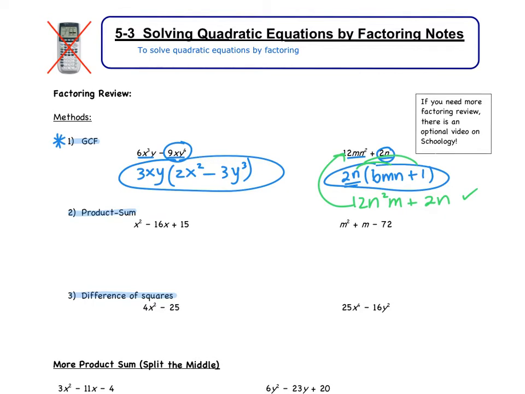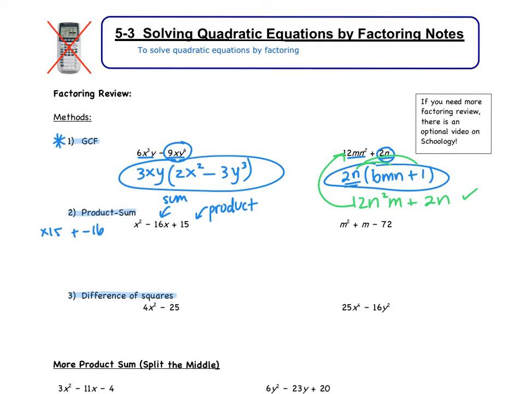Second kind of factoring that you're going to see is product sum. So if we look at the first example, x squared minus 16x plus 15, we are looking for two numbers whose product is that 15, so who multiply to 15, but whose sum is negative 16. So two numbers that multiply to 15, but add to negative 16.